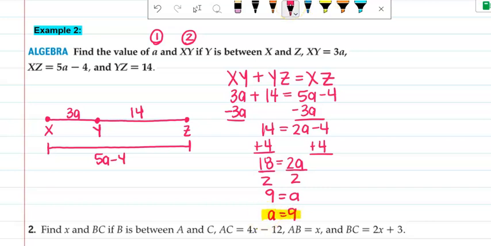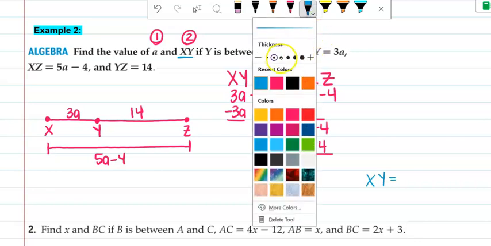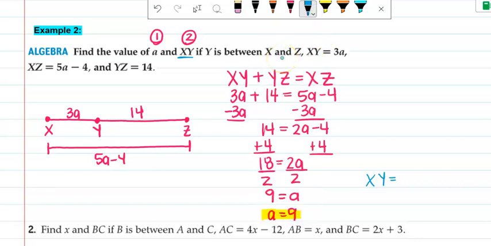Remember when we look back at our question, find the value of A and XY. So we have an extra step. We have to still find XY. We know that XY was 3 times whatever A is. Well, now we know A is 9. And we all know that 3 times 9 is 27. And we are finished with that.